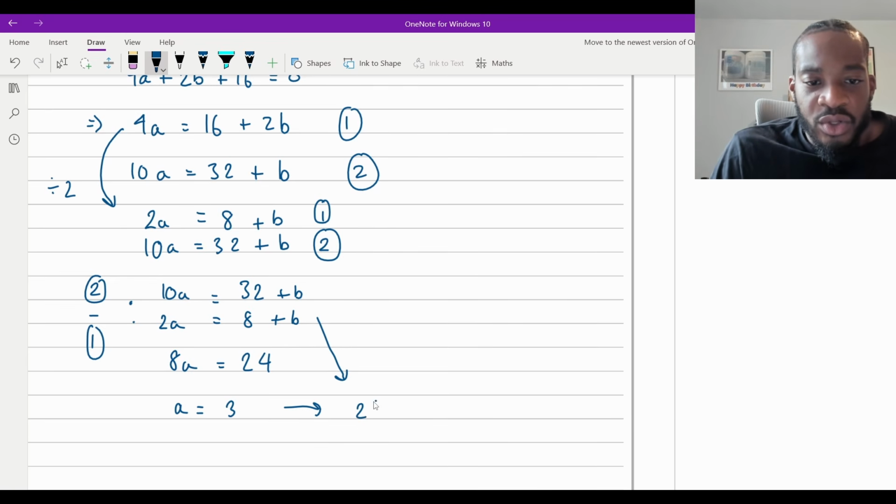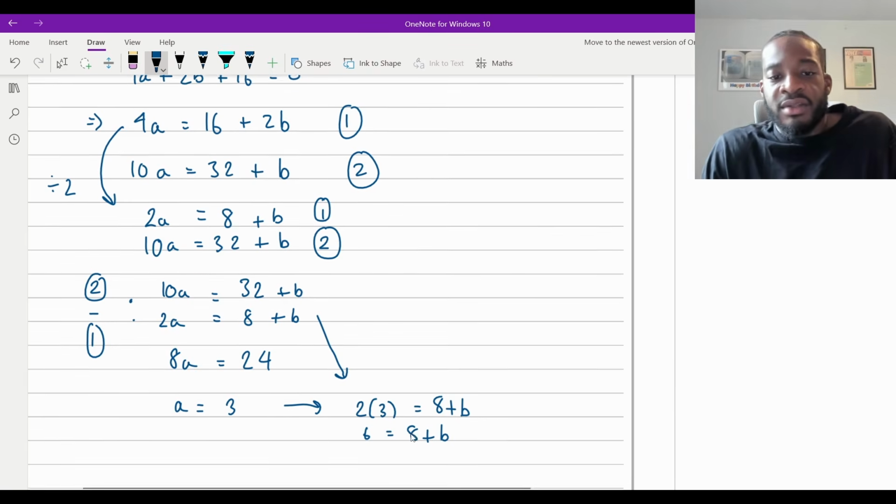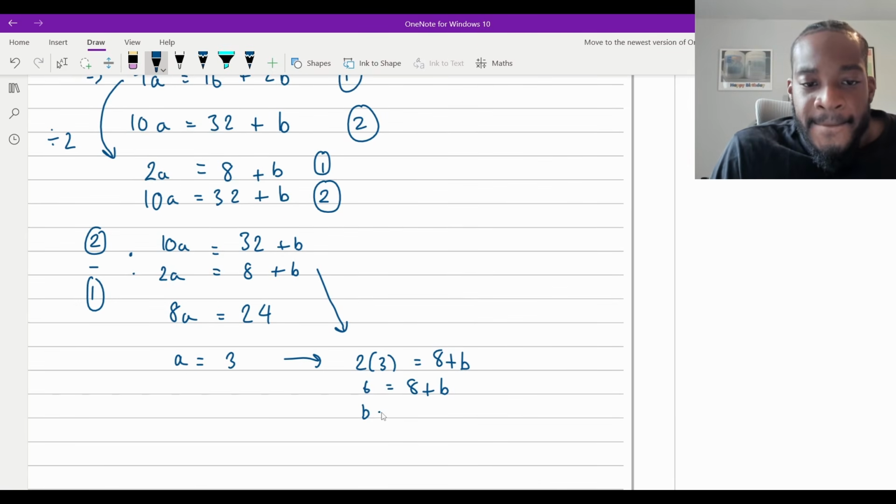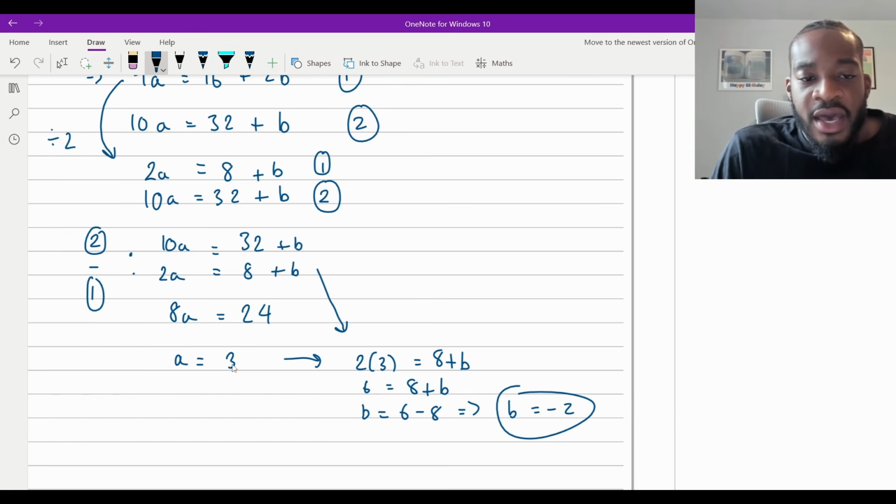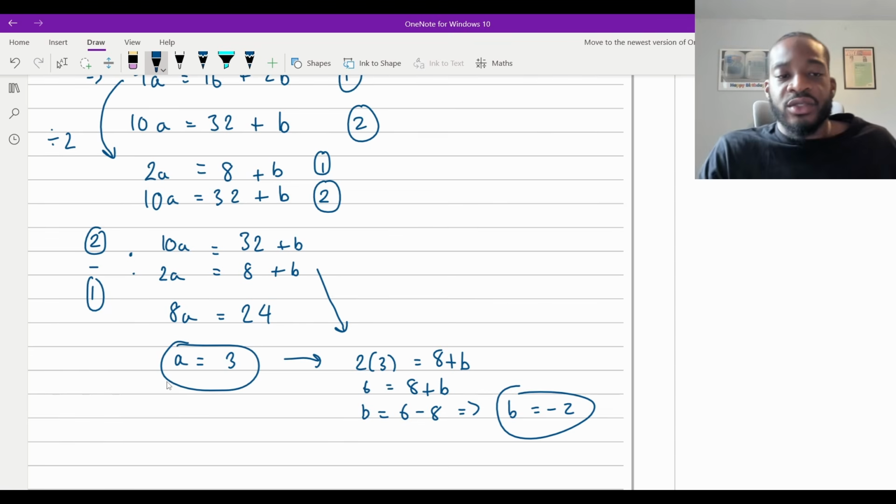So it's going to be 2 lots of 3 is equal to 8 plus b. That means that 6 is equal to 8 plus b. So therefore b is going to equal 6 take away 8, isn't it? Which is going to be minus 2. So b is equal to minus 2. So a is equal to 3, b is equal to minus 2.